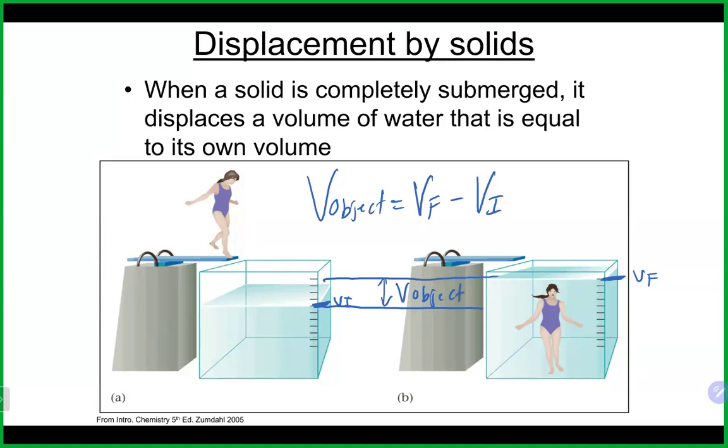And that is a super common way that you could find the volume of an object. You'll do that tomorrow in lab. You'll throw some stoppers into some water. You'll read the volume before and after. And that will give you obviously the volume of the stopper and stuff like that. So it's a super easy way to figure out the volume of an object. Any questions on that there?